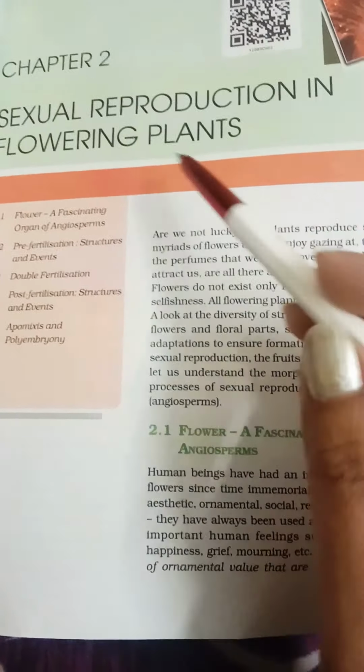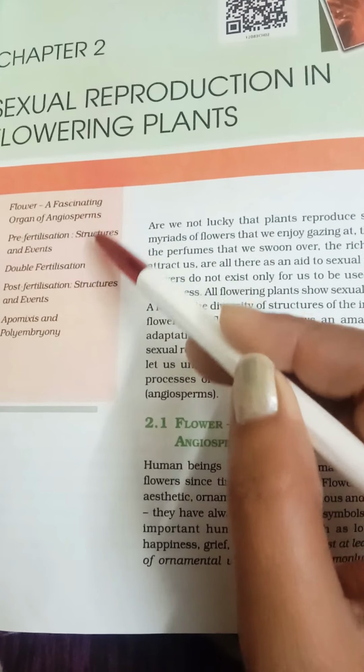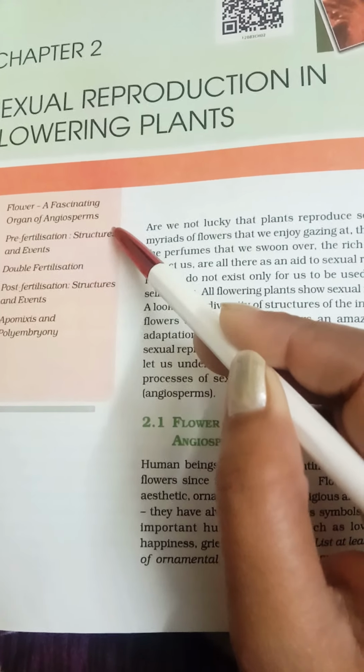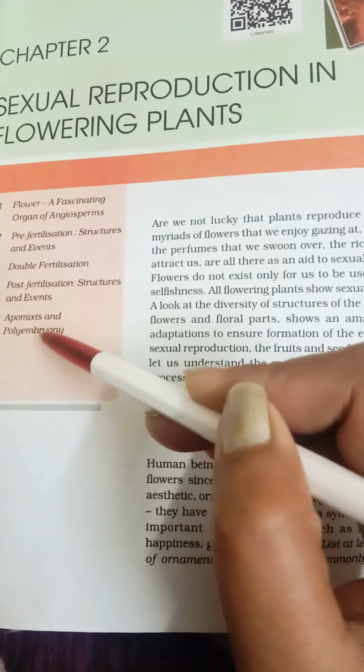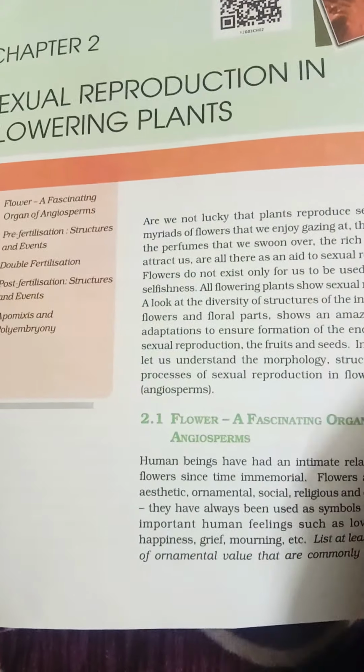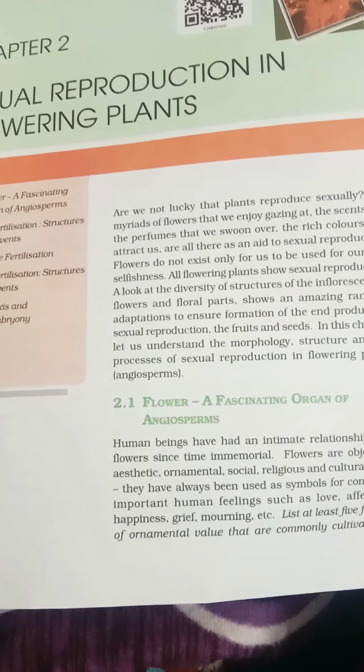Alright, in this chapter, we have to do structure of flower, pre-fertilization structure and events, double fertilization, post-fertilization structure and events, apomixis, polyembryony. Alright, so let's start this chapter.